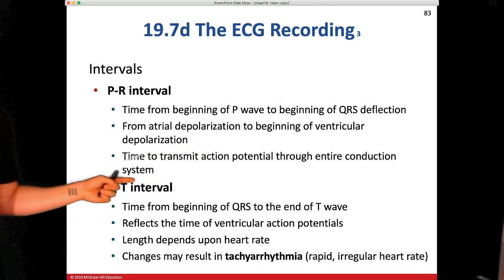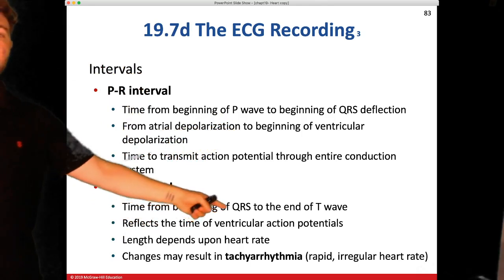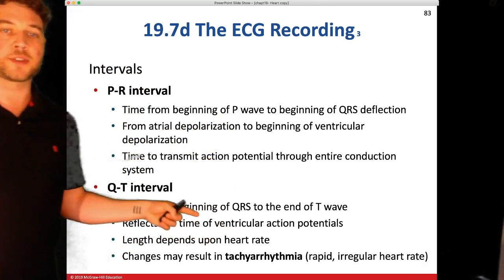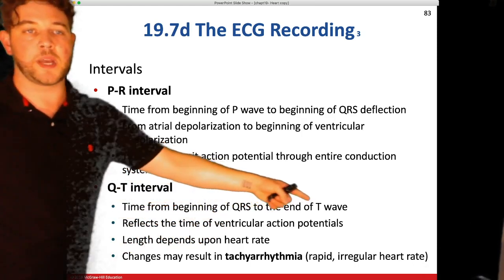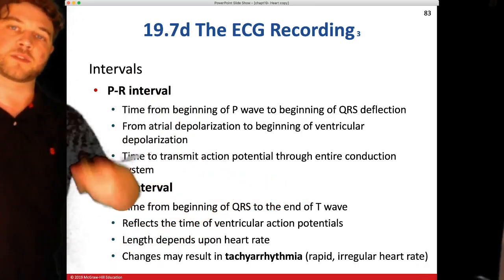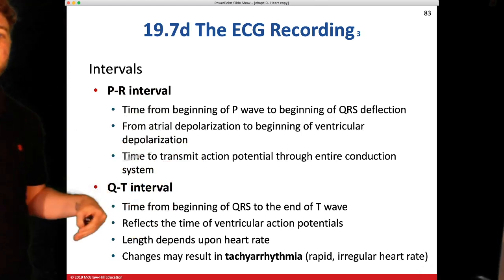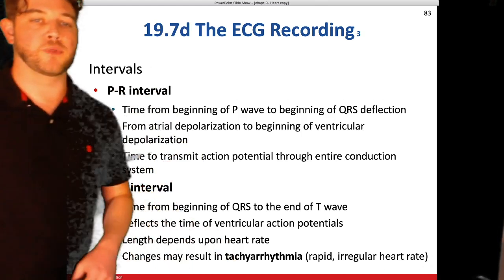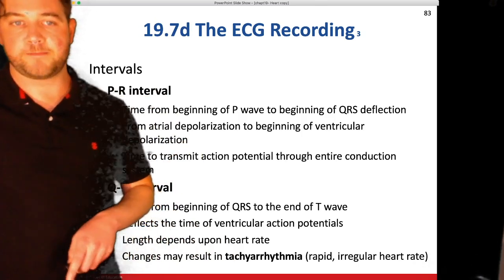The QT interval is from the QRS to the end of the T wave, and it reflects the time of the ventricular action potential. So the QRS to the end of the T wave is a full cycle of your ventricles, a full depolarization and repolarization cycle. The length depends upon your heart rate, and changes may result in tachyarrhythmia, a rapid irregular heart rate.